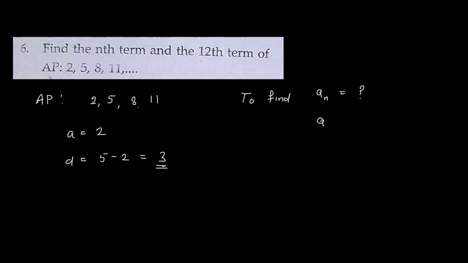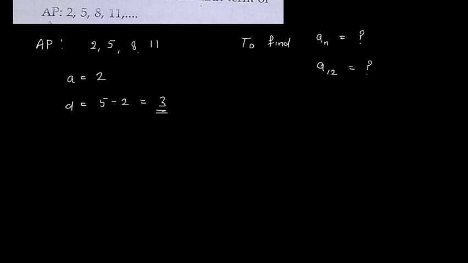Now sixth problem. Question number 6. Here the question is to find the nth term and the 12th term of the AP. Your AP is 2, 5, 8, 11. From this AP you can identify the first term, which is 2. The common difference is 5 minus 2, which is 3. Here I will write what we have to find: the nth term, an, and then the 12th term.